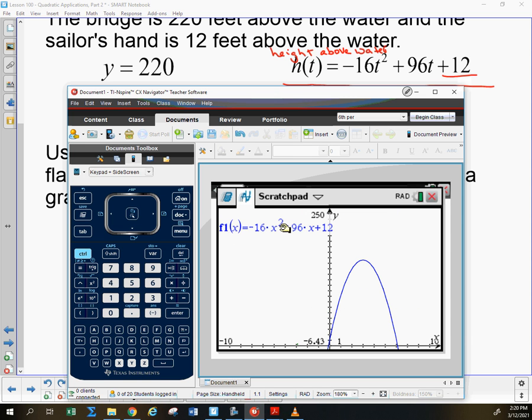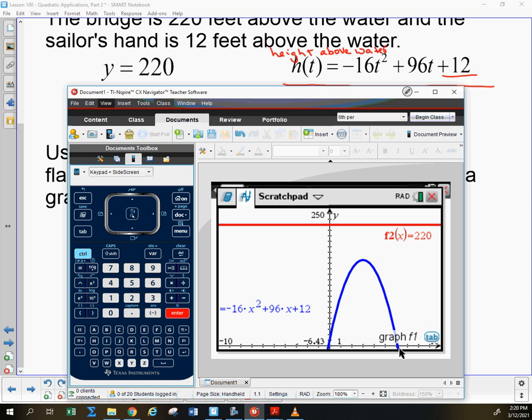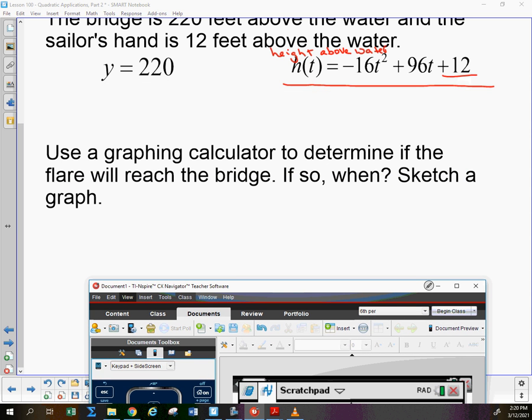And there's the equation for my parabola. Got it over here somewhere kind of out of the way. I also want to put in y equals 220, because here's the bridge, and am I going to reach it or not? So tab, and then y equals 220, and this tells us that the flare goes up, and it does not get as high as the bridge, and then it goes back down, so everybody is safe. So we can answer this question with, it does not reach the bridge.